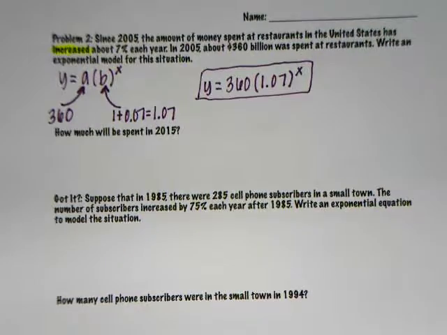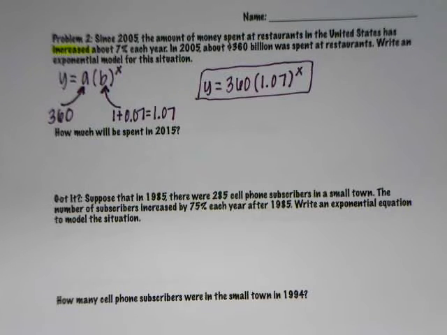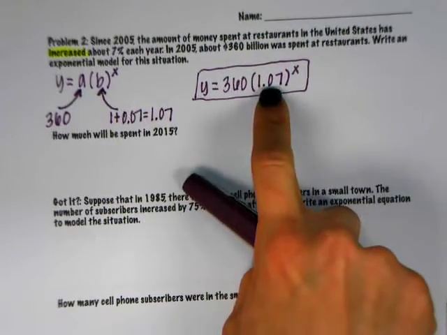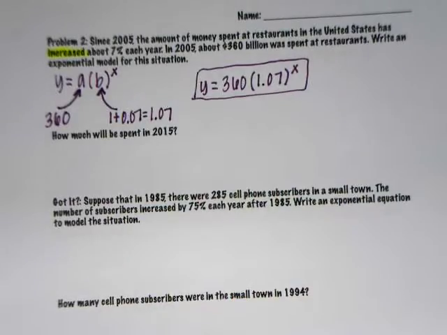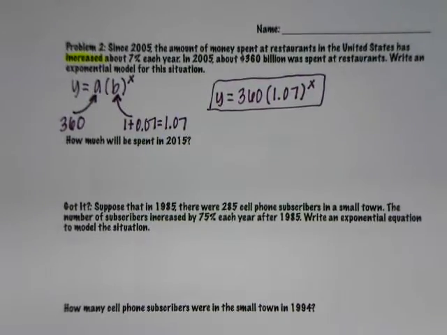So just on site, because you'll have questions like this, if it gives you a formula and asks if it's growth or decay, you can just look at the B, and if it's bigger than 1, you know it's growth. If it's less than 1, you know it's decay. Okay? All right, so then the follow-up question, how much will we spend in 2015?